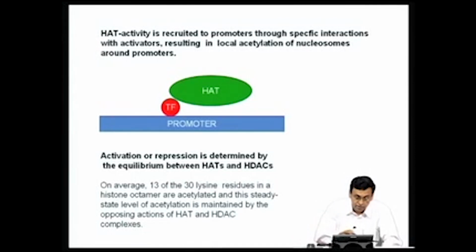It was estimated that on average 13 of the 30 lysine residues in a histone octamer are acetylated at any given time, and this steady state level of acetylation is maintained by the opposing actions of HAT and HDAC complexes. So, there is a constant acetylation of lysine residues or arginine residues of histones, and they are also getting deacetylated by HDACs. This acetylation-deacetylation is a very dynamic process, and this equilibrium is what ultimately is involved in the regulation of gene expression.